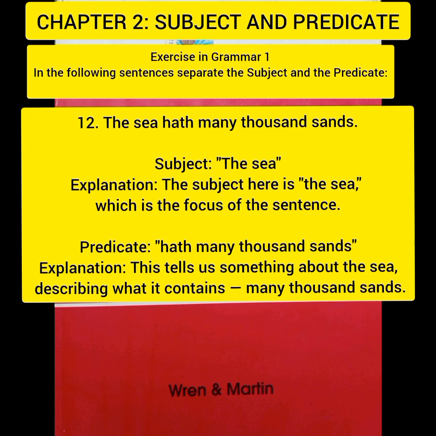12. The sea hath many thousand sands. Subject: the sea. Explanation: the subject here is the sea, which is the focus of the sentence. Predicate: hath many thousand sands. Explanation: this tells us something about the sea, describing what it contains, many thousand sands.